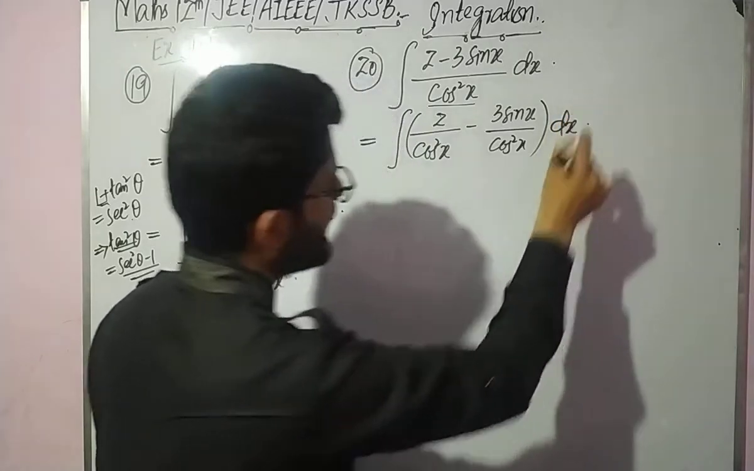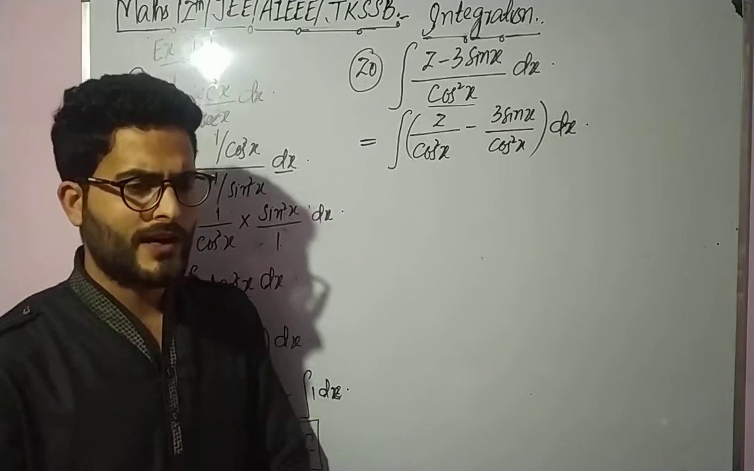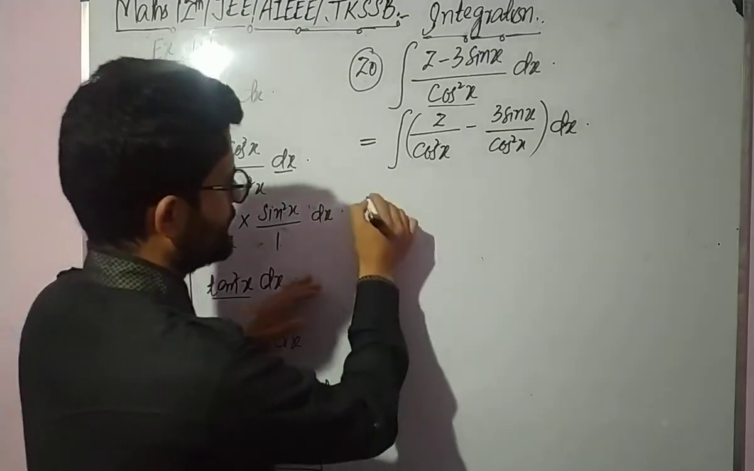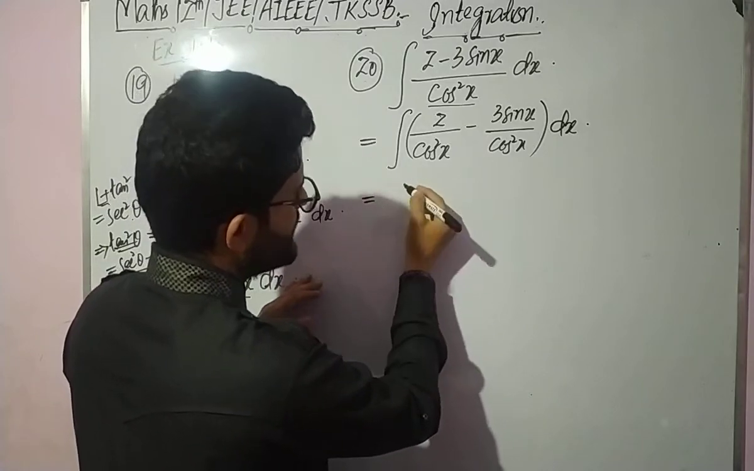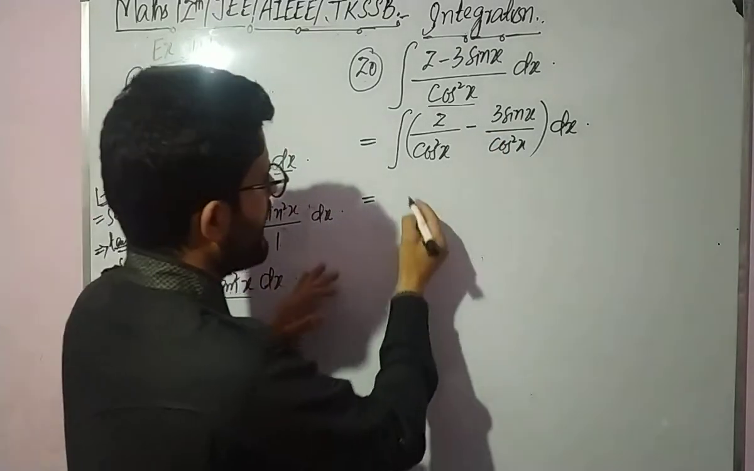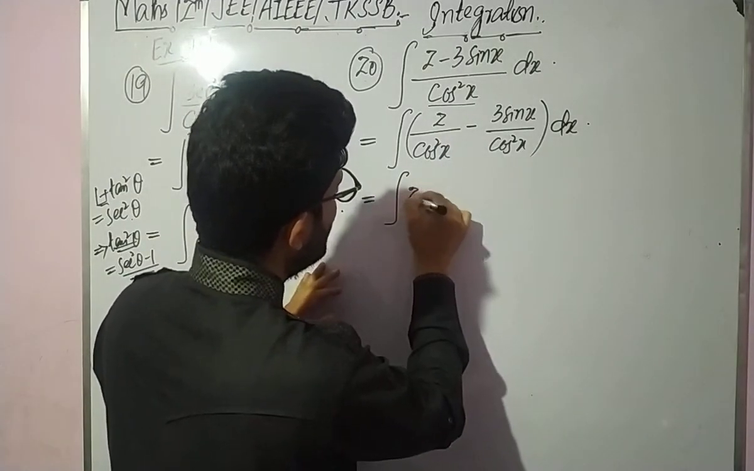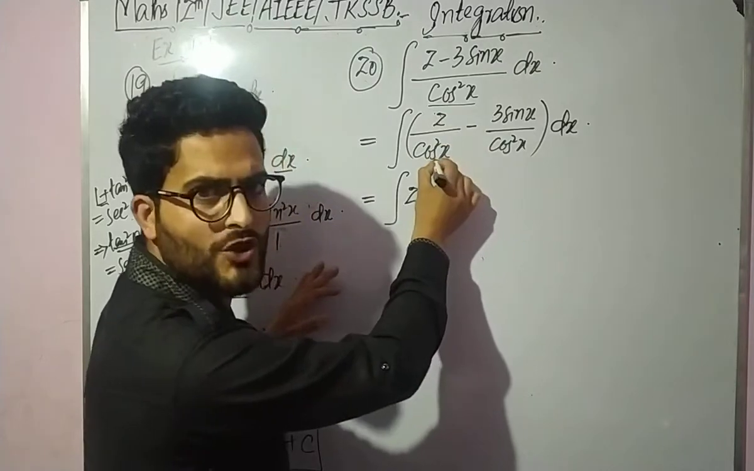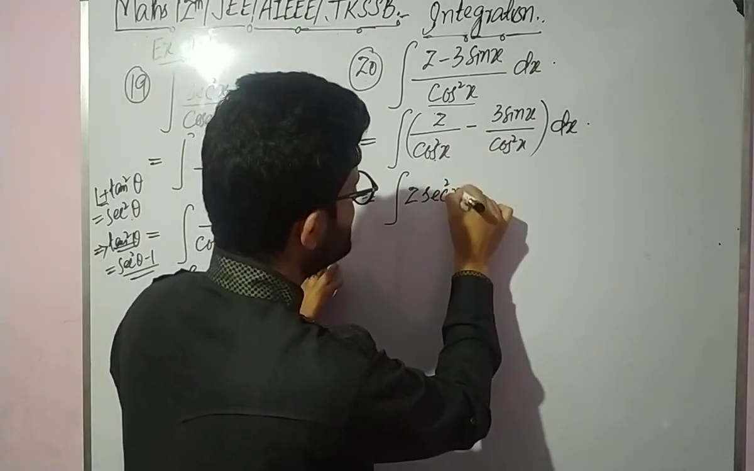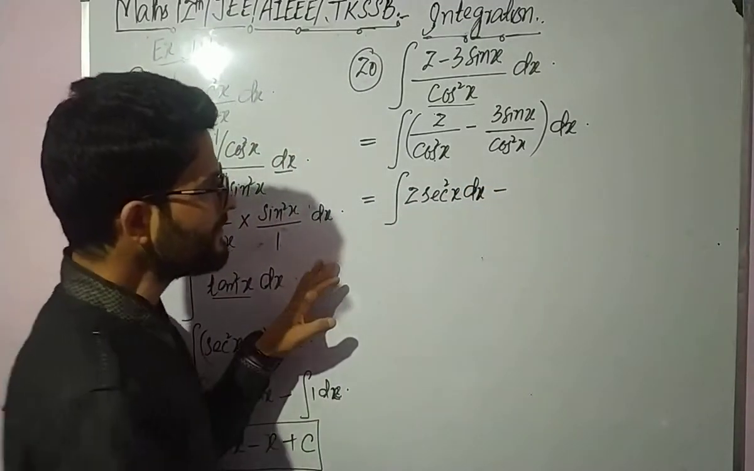क्योंकि cos square x जो integral, denominator था, वो एक common denominator था, तो हमने 2 को अलग से दिया और 3 sin x को अलग से दिया. So that is equal to integration of, अब बीच में चूंकि minus है, तो integral separate होगा, and that is equal to integration of, it is 2, now it is 1 divided by cos square, will become sec square, so twice sec square x dx minus, right?